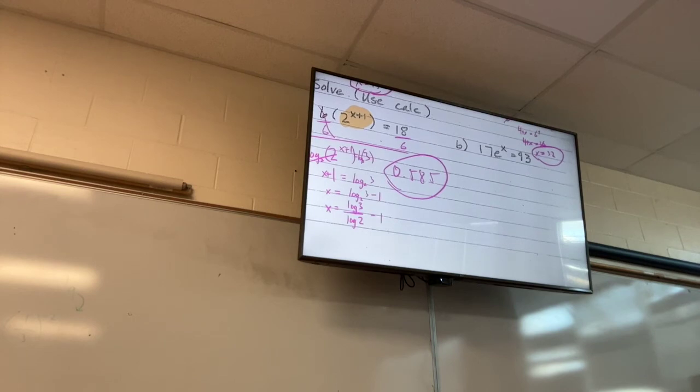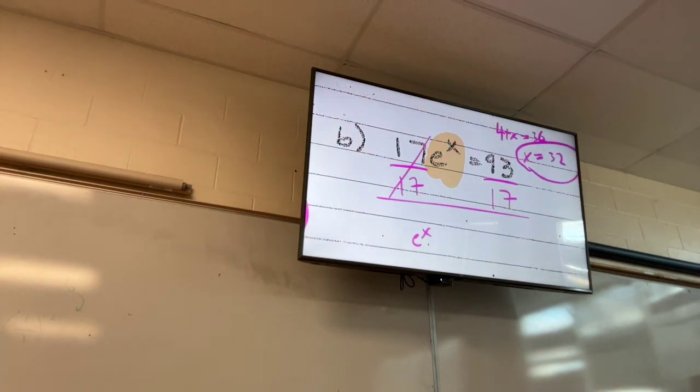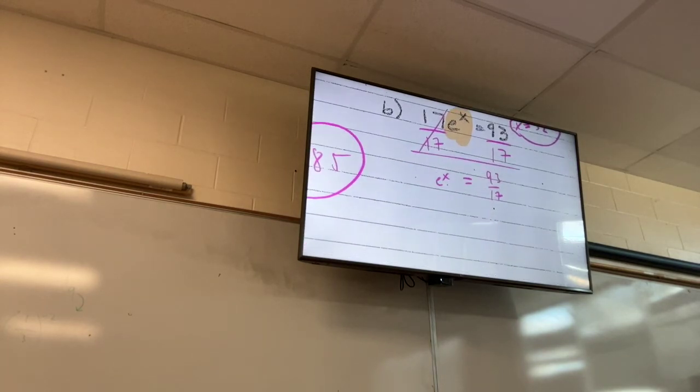This one, can I move on? I gotta get the exponent by itself first, right? So I'm gonna divide by 17 on both sides. That gives me a wonky number, that's in simplest form. How do I break that x out of the exponent?